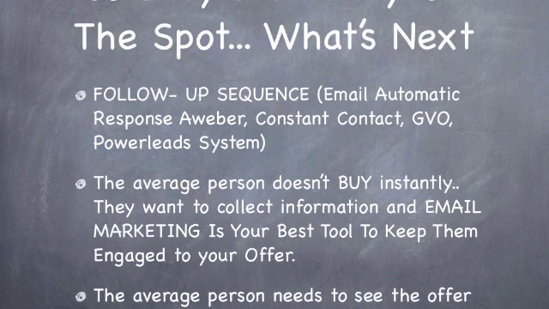So basically, if you didn't sell the person on the first try, don't worry, because it usually will take between 4 to 7 emails in follow-up sequences for them to make an educated guess on whether or not they want the product or service. A follow-up sequence is nothing more than, again, using companies such as Aweber, Constant Contact, GVO, Power Lead System. And so, again, don't worry if they don't buy on the first try.